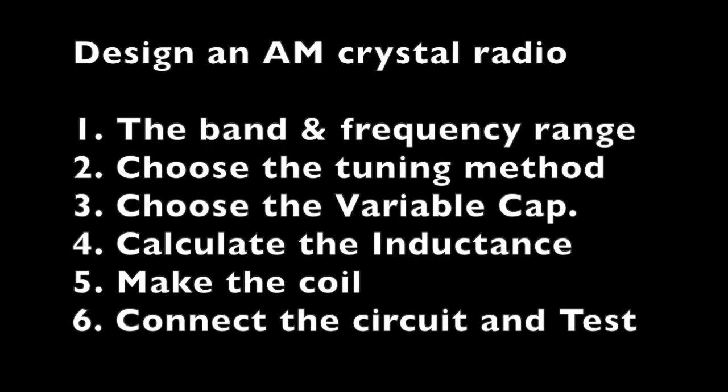To design an AM crystal radio, we need to first choose the band and frequency range we need to support. Then we need to choose the tuning method, either vary the inductance or vary the capacitance. In this project, we will vary the capacitance, so we will need to choose which variable capacitor we are going to use. Based on the value of the variable capacitance, calculate the inductance. Then we can make the coil according to the inductance. And finally, connect the circuit up with a soldering iron and do some testing.